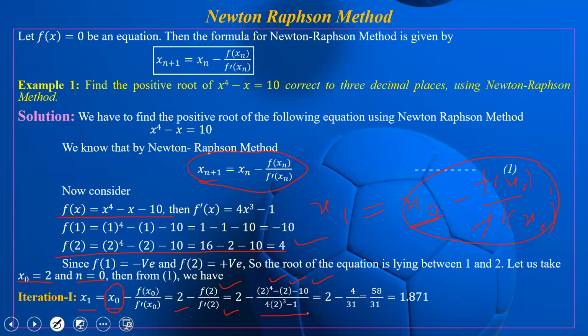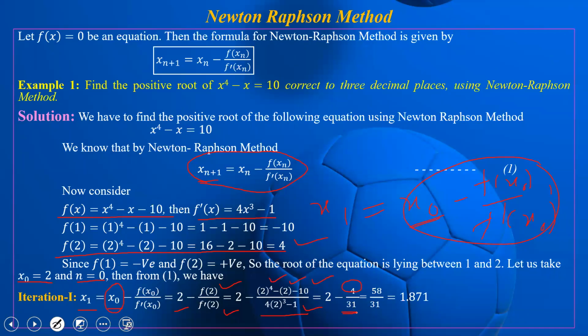And what is the value of f dash of 2? What is f dash of x? It is 4x cube minus 1. So 4 times x equal to 2, 2 to the power 3, minus 1. So the numerator part is 4 and the denominator is: 2 to the power 3 is 8, 8 into 4 is 32, and 32 minus 1 is 31.